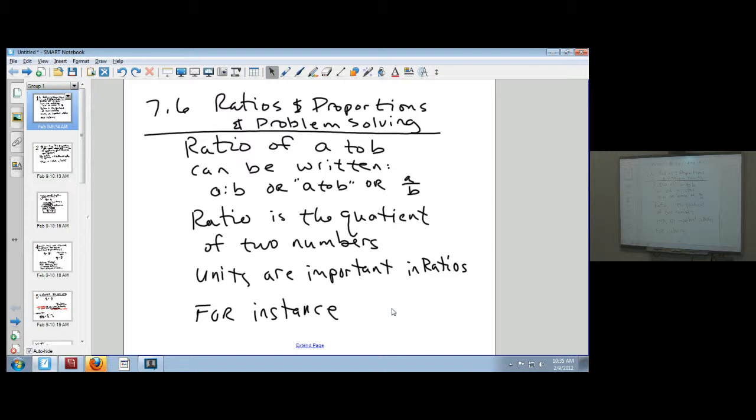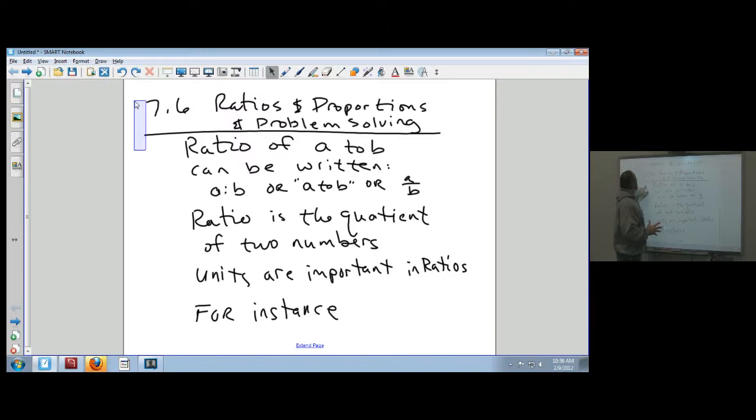And today we're going to be looking at ratios some more. When I say ratios some more, we've already talked about rational expressions and rational equations. And the root of the word rational is ratio. So in 7.6 we're going to be looking at ratios and proportions and some problem solving.